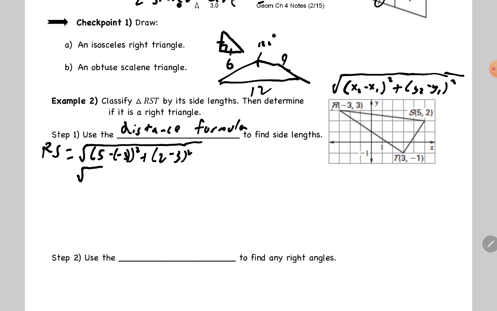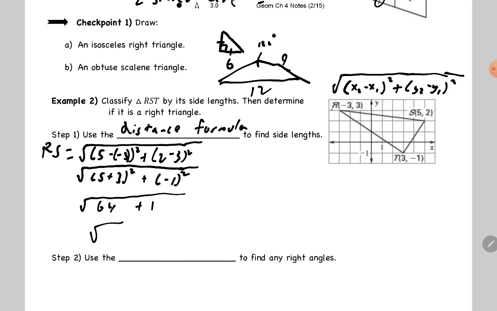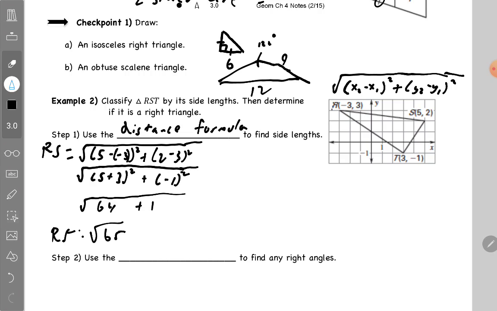So I'm going to get 5 plus 3. Be careful with your signs. Those two negatives make it positive. And 2 minus 3 is negative 1 squared. So 8 squared is 64, plus negative 1 squared is positive 1. So we have the square root of 65 for RS.